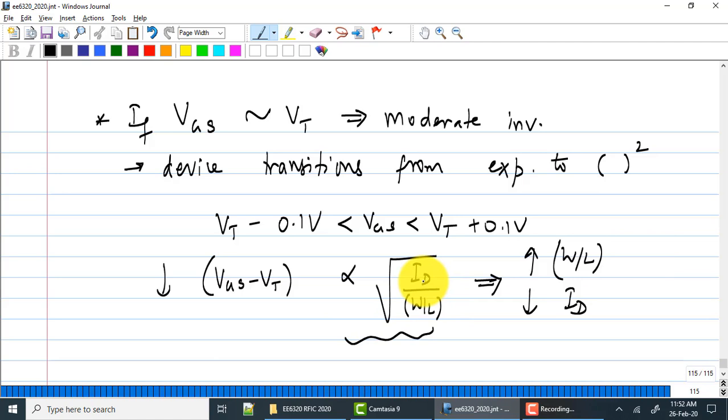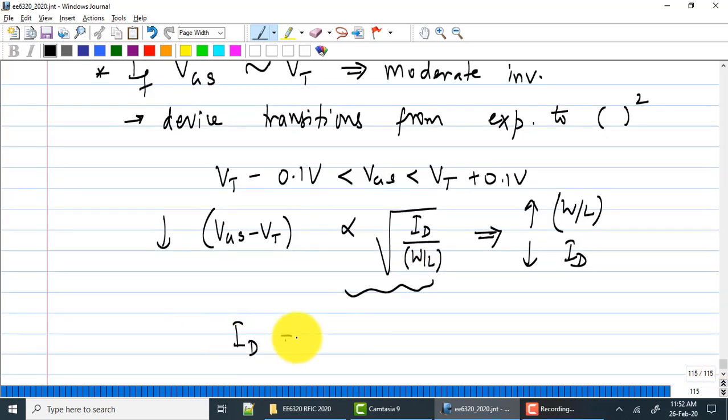So it turns out that it is some I naught exponential of VGS minus VT, by some eta, I'll call this small VT, correct? There is a KT by Q in the denominator. Now, this is very similar to the bipolar equation.